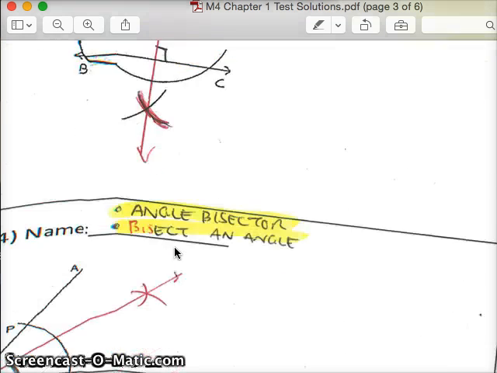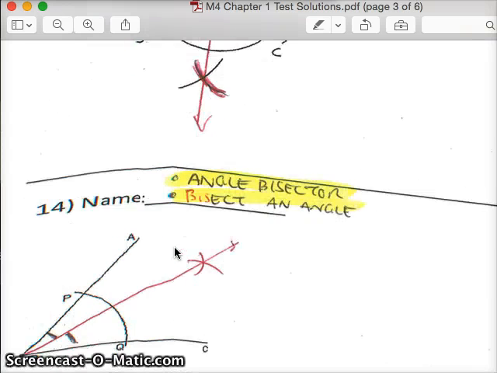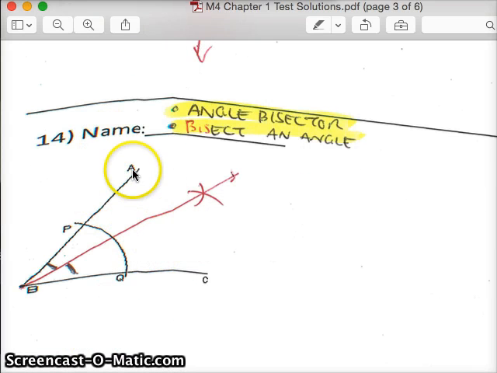Question number 14. They give you the given, they give you this angle, and they give you an arc here. So if you take your compass and put the point here, and just open it up, put some mark here, don't open or close it, put your sharp end here, draw the same mark, X marks the spot, and you can draw the line through it. You have two congruent angles here. This is called an angle bisector, or to bisect an angle.